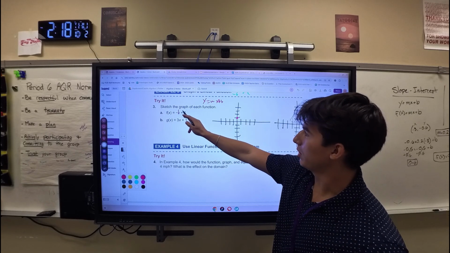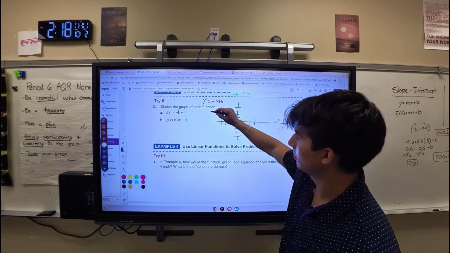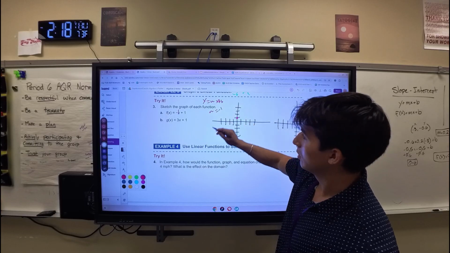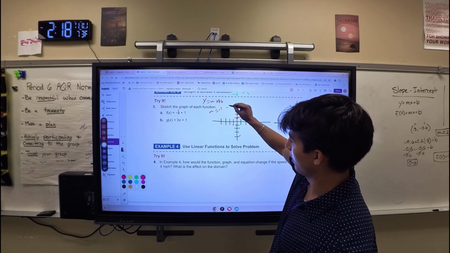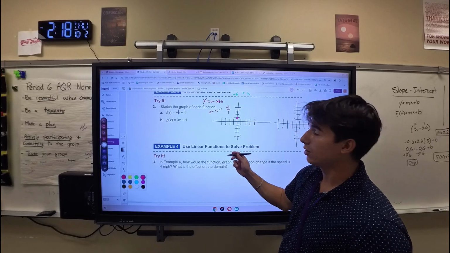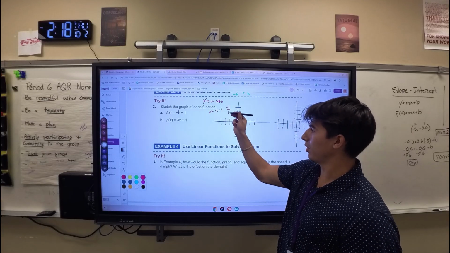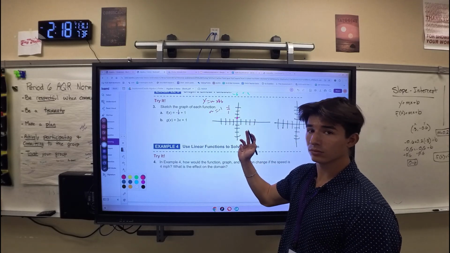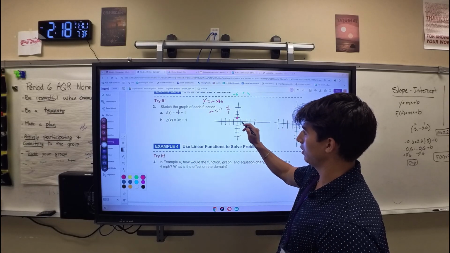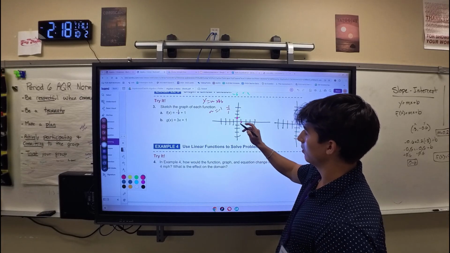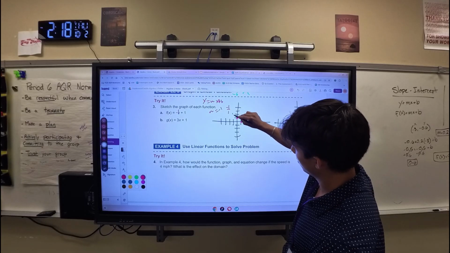And we said our slope, our m, was -1. Which means our rise over run is just -1 over 1. So for every time we go to the right 1, we have to go down 1. So starting at our y-intercept, we're going to go to the right 1 and down 1. And that'll give us our line.